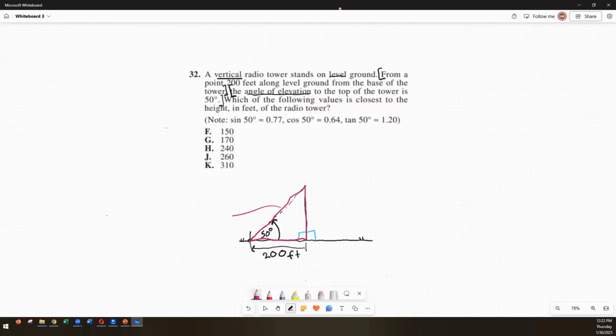And I'm going to draw this over here to make it a little simpler to see. I would not advise that you redraw anything on the exam unless you really need to, because it takes time. But I'm breaking this out just so that you can recognize how simple this is. So I know that this is 200 feet, and this is 50 degrees.